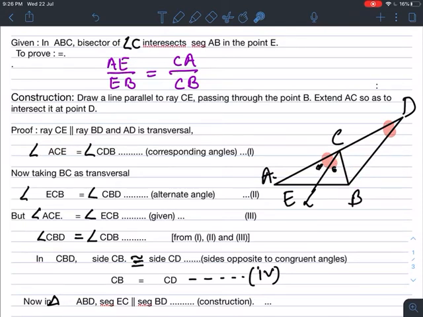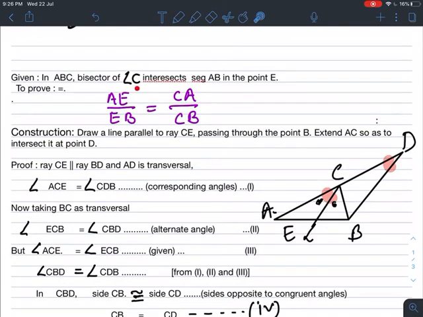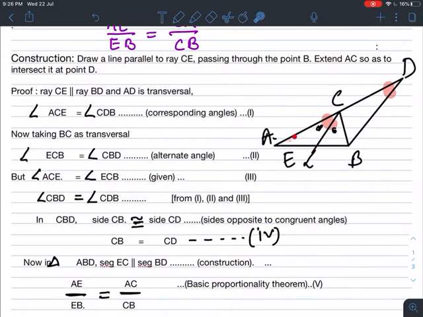So what is the name of this alternate angle? ECB. What is the name of this angle? CBD. So this is the equation, alternate angles. But what is given? Given is in this triangle, this is the angle bisector, means these two angles are equal. In the given we can also write that EC is the bisector of angle ACB. So these two angles are congruent, means angle ACE is equal to angle ECB. So equation number 3 is given, means it is a bisector.